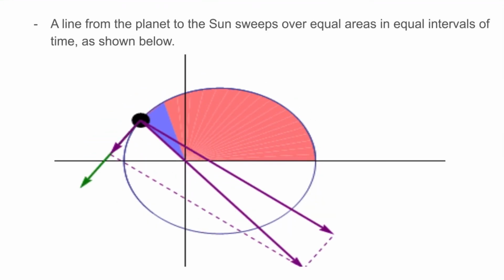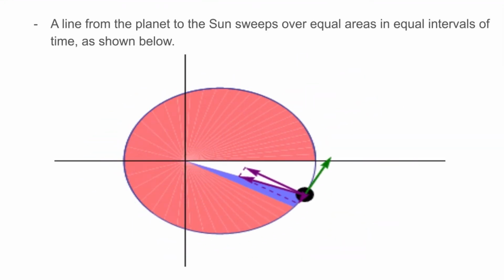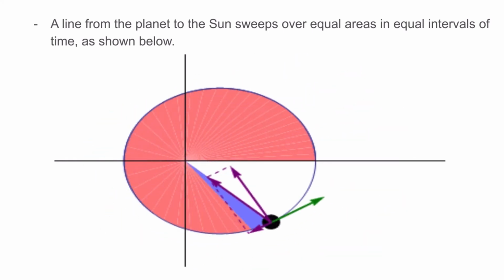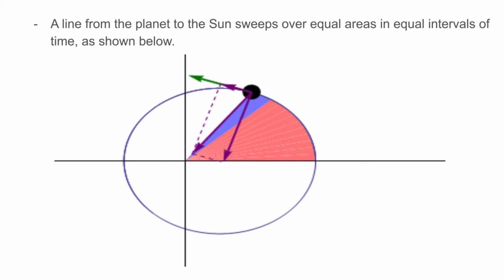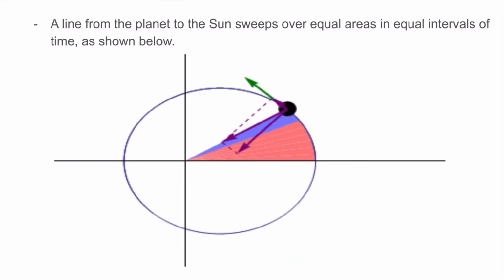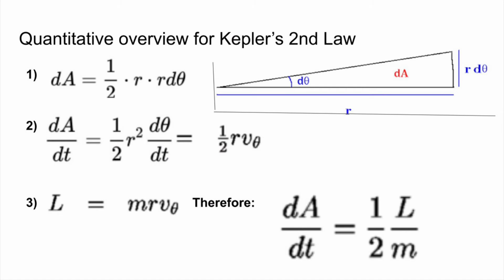As observed in this slide, the planet's velocity increases to a maximum as it approaches the perihelion and slows down to a minimum as it approaches the aphelion. As you may see, a line from the planet to the Sun sweeps over equal areas in equal intervals of time. For a small time period dt, the line sweeps over the triangle shown.